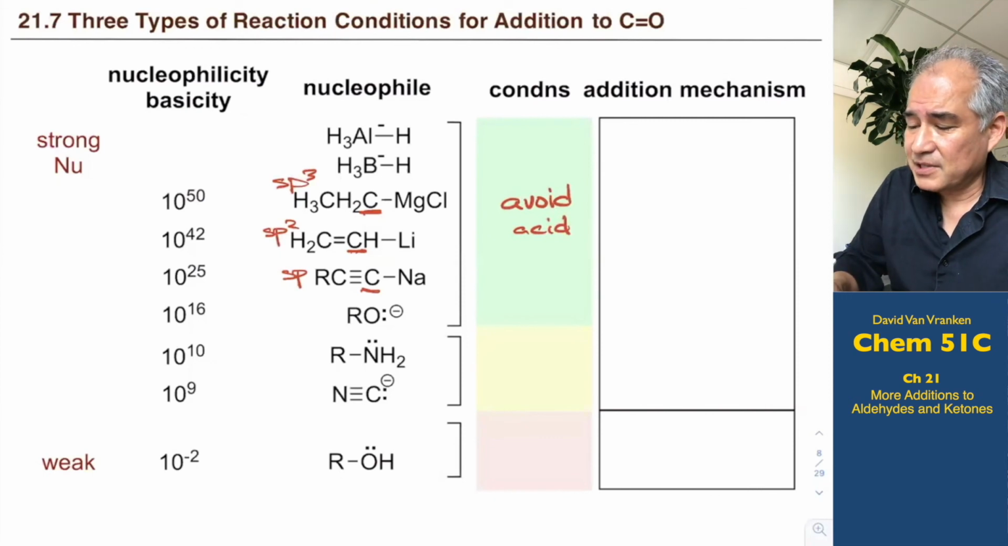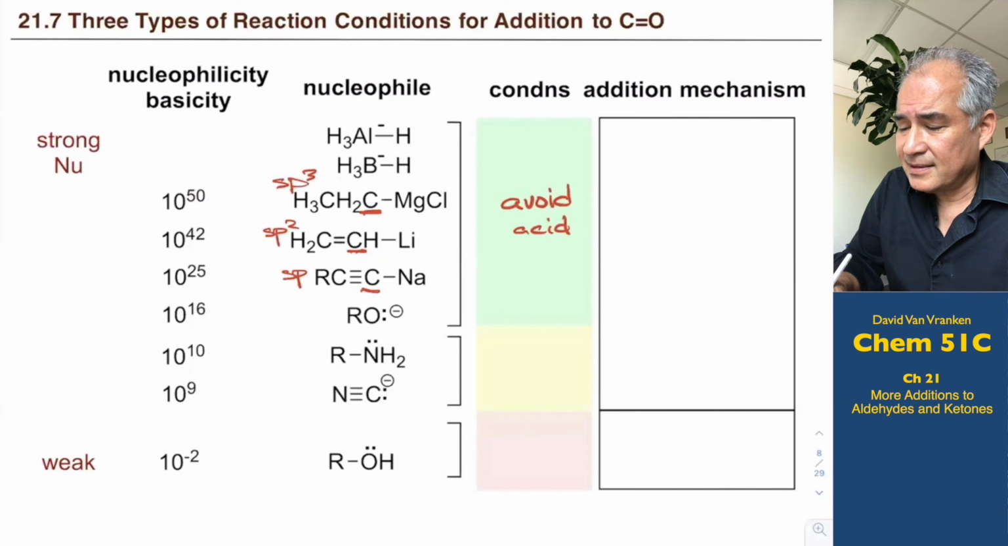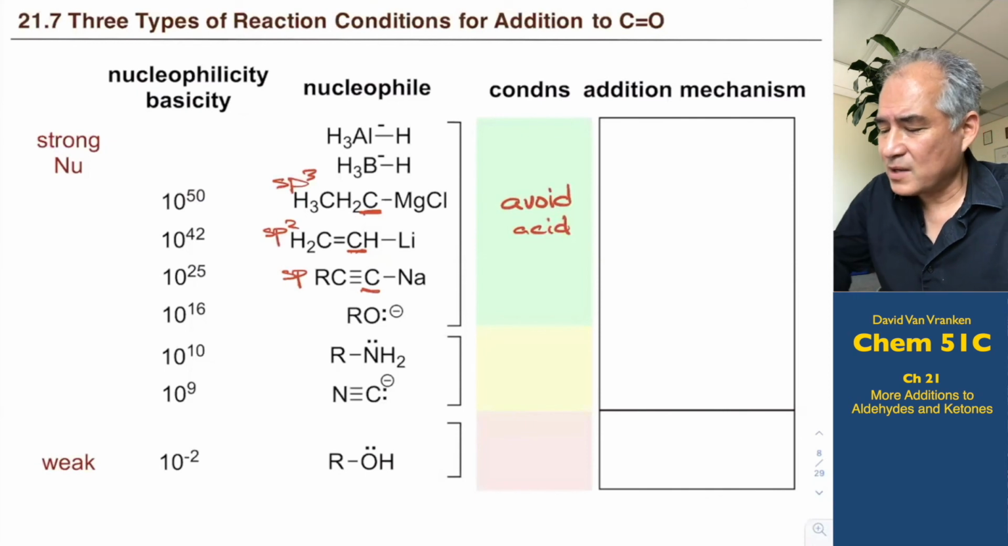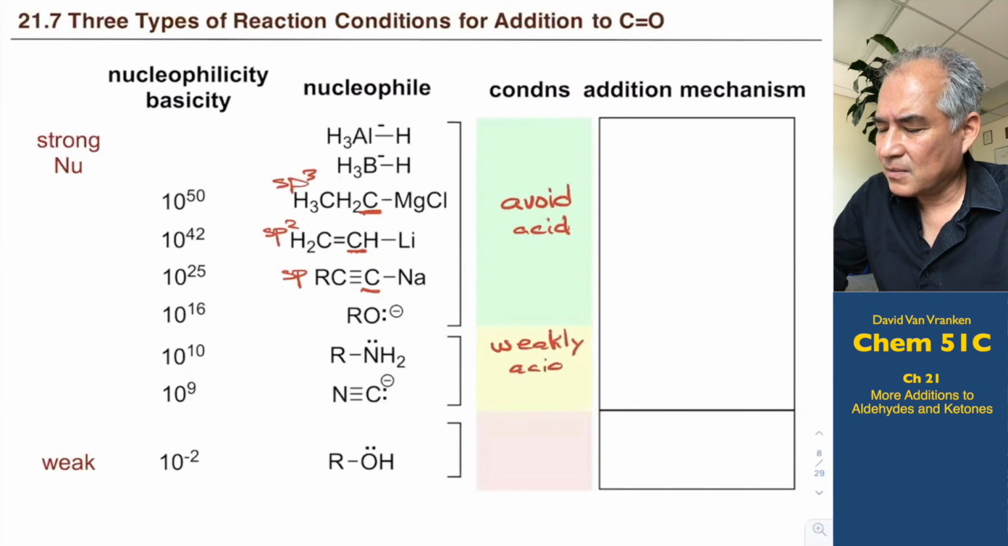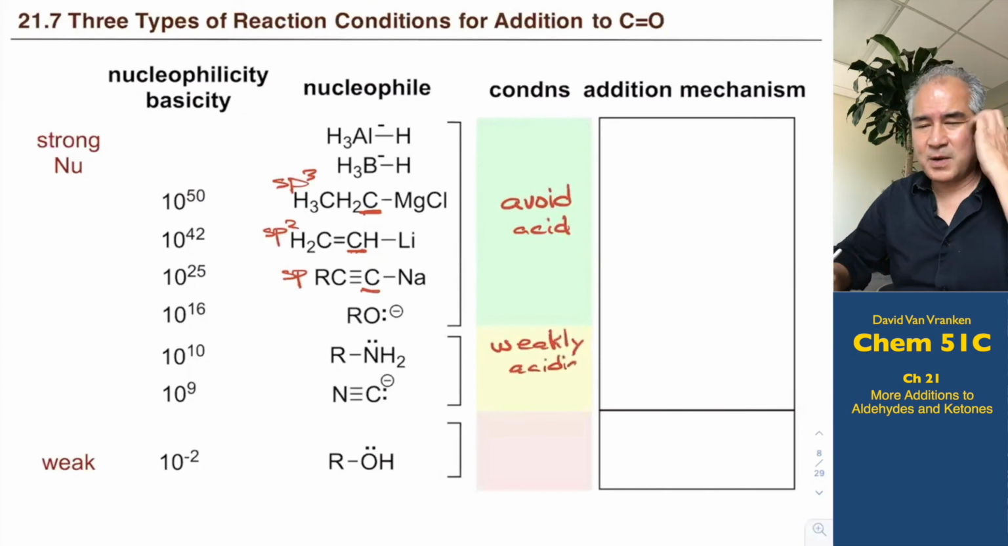There's going to be another set of nucleophiles, and that's amines and cyanide anions, where it turns out we want weakly acidic conditions. And I'm going to be very, very specific about what those conditions mean. We're going to be using these nucleophiles under weakly acidic conditions.